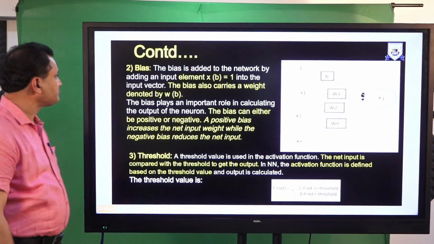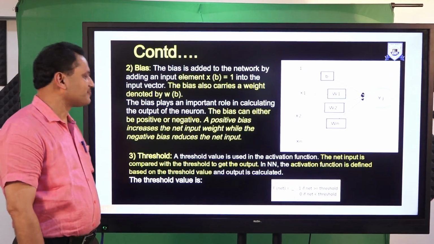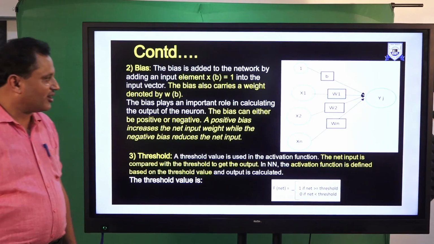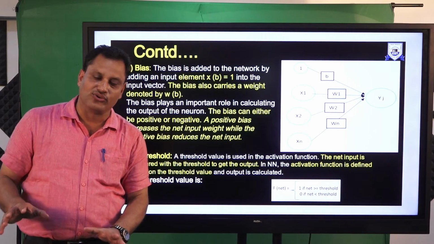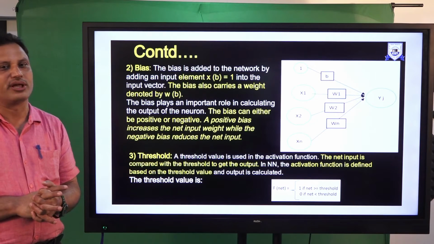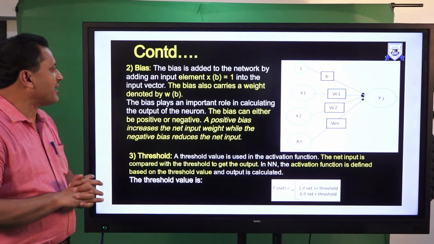Alright. Next is bias. After 3-4 more lectures, we will understand the learning rules and learning algorithms, and then we will solve a mathematical problem also. So then we will apply a bias also.